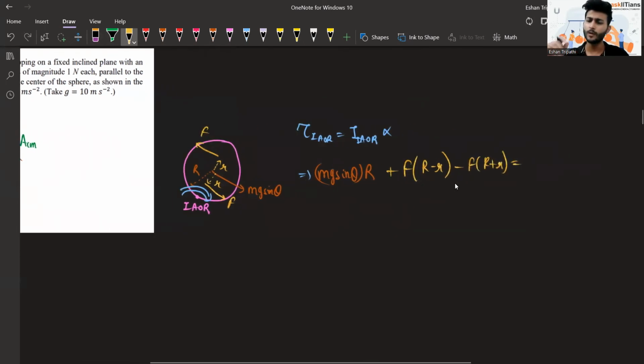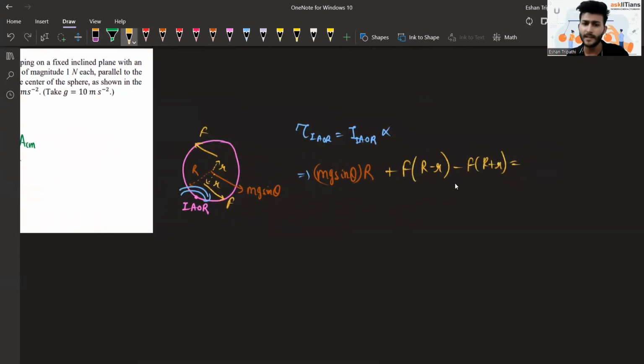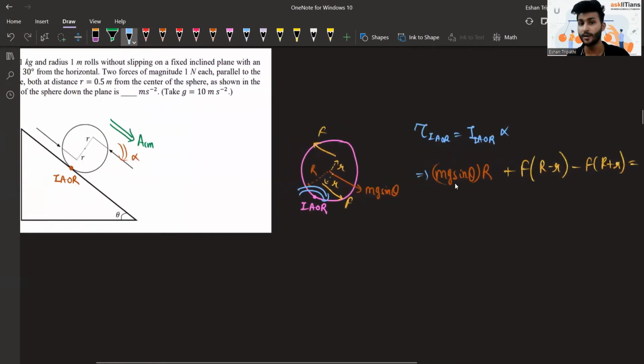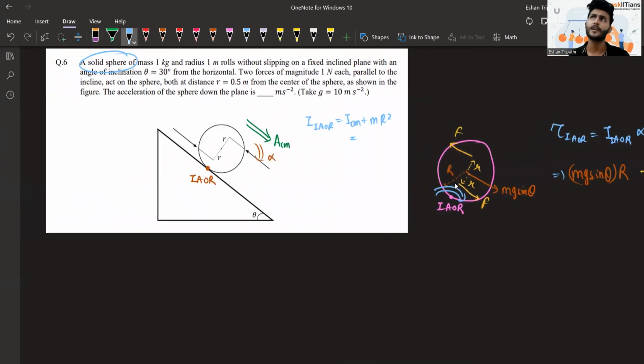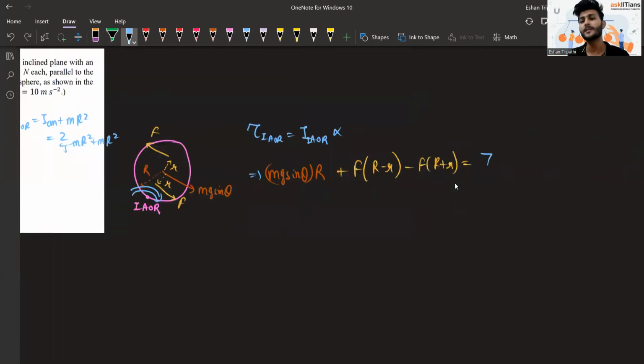This is going to be equal to the moment of inertia about the instantaneous axis of rotation, which you can use the parallel axis theorem also to find. So the moment of inertia about the instantaneous axis of rotation will be the moment of inertia about the center of mass plus m into r square. Since it's a solid sphere, it's going to have 2 by 5 mr square plus mr square. So we get that this is equal to 7 by 5 mr square alpha.